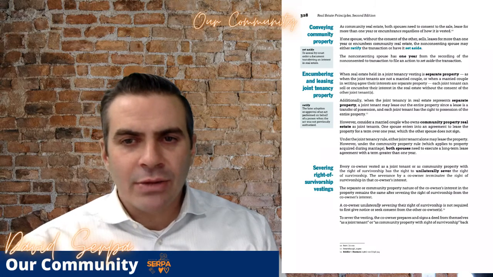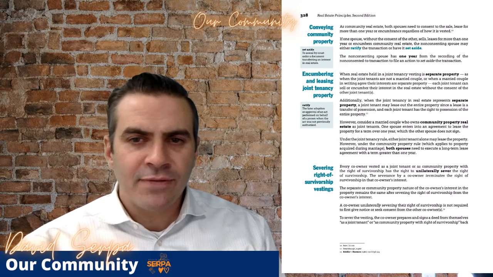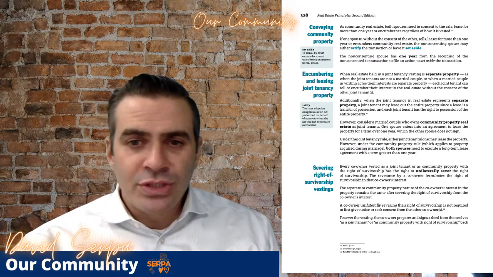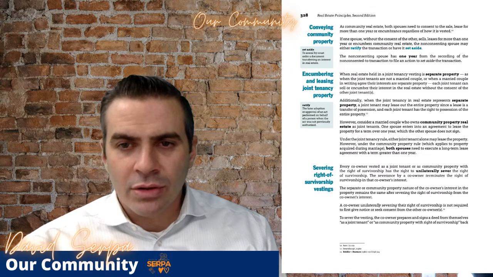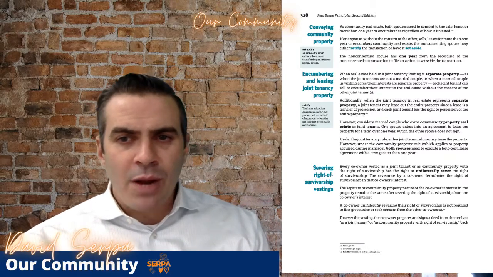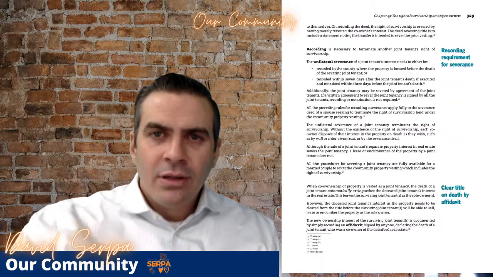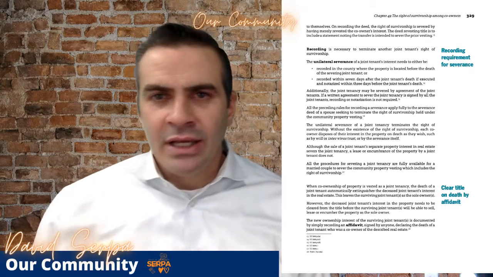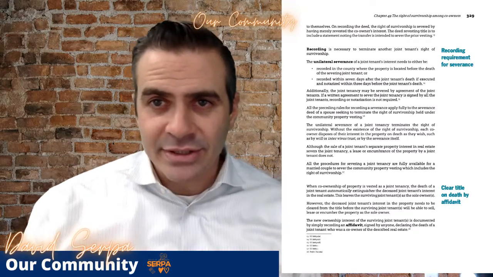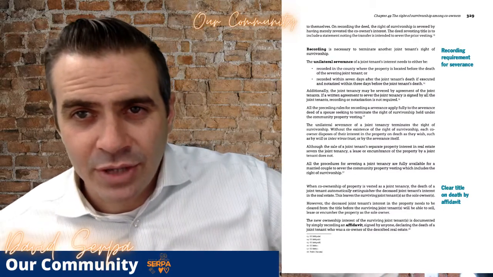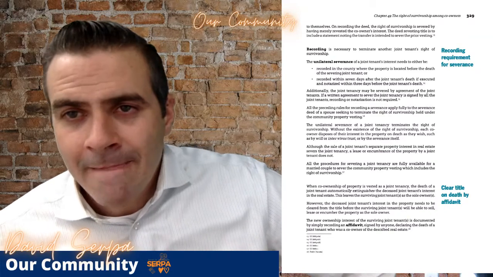A co-owner unilaterally severing the right of survivorship is not required to first give notice or seek consent from other co-owners. To sever the vesting, the co-owner prepares and signs a deed from themselves as a joint tenant or as a community property with right of survivorship back to themselves. On recording the deed, the right of survivorship is severed as having merely revested the co-owner's interest. The deed revesting title is to include a statement noting the transfer is intended to sever the prior vesting.